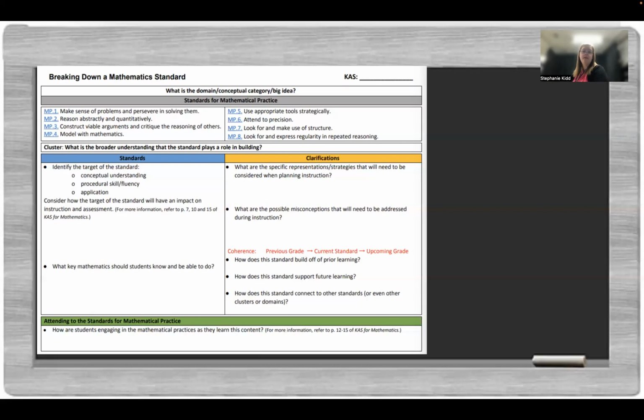And then how does the standard connect to other standards that are there? So if we look at the current standard, is there anything that we can teach again with the same thing that we're doing right now? And then of course, attending to the SMPs is what's the engagement that the student's going to have in this content. So what are some things that I can really make sure my kids are engaging in? Real world examples, those kind of things that's going to help my student to understand the standard.